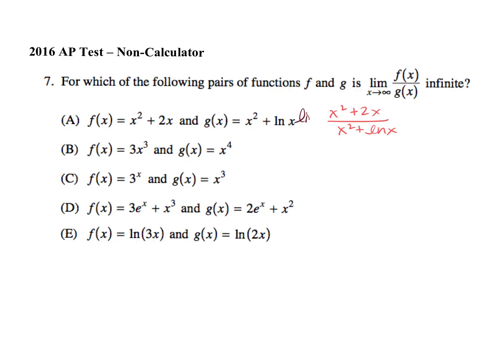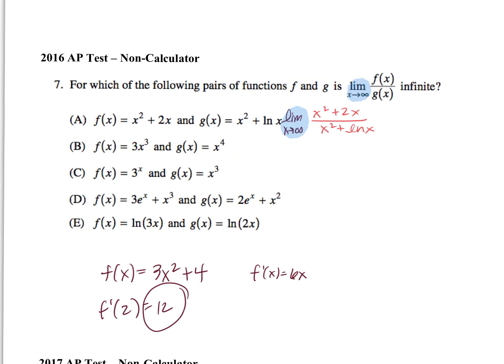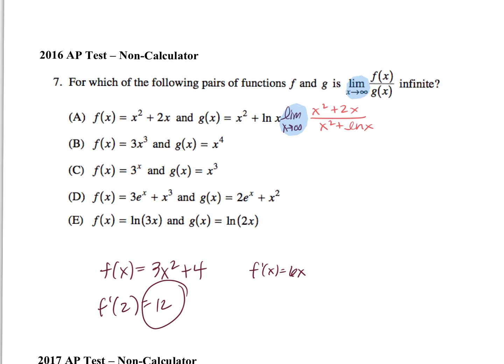And they want us to analyze the limit as x approaches infinity. If I plug in infinity here, what do we get? Infinity squared plus 2 infinities over infinity squared plus ln of infinity, which as x goes to infinity is still going to be infinity. So maybe we start with that. Now let's do a L'Hopital. If we got infinity over infinity, let's do a L'Hopital to that guy.